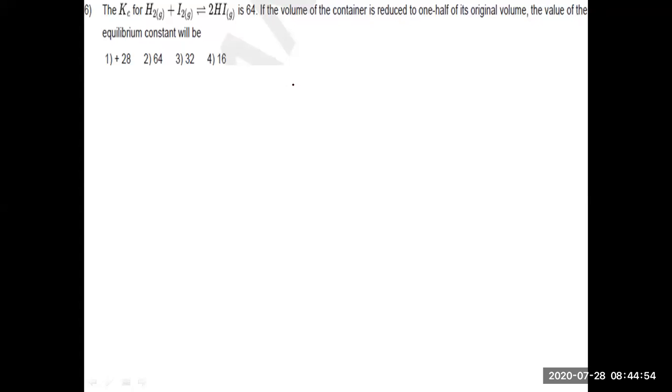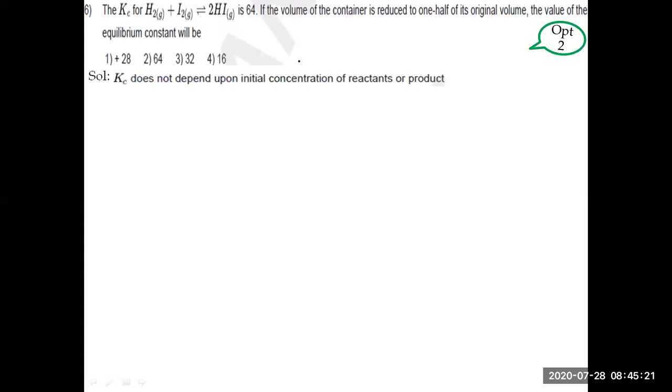See, equilibrium constant value doesn't change when you change the volume. That too, especially this system doesn't have effect of volume at all. Okay. So Kc does not depend upon initial concentrations of reactants and products. If you change the volume, again system will get back to its equilibrium after a while. So numerator denominator values remain the same. The ratio will remain the same. So option 2 is correct. It is again 64.